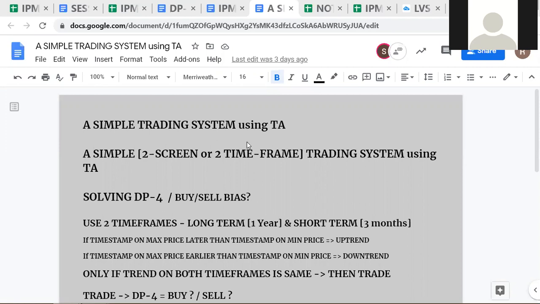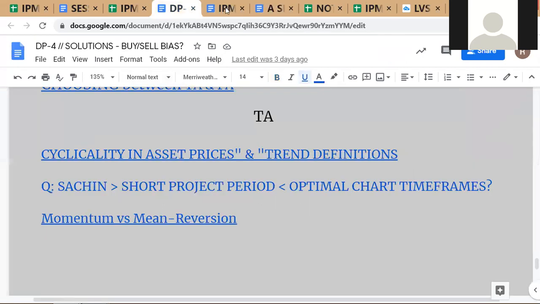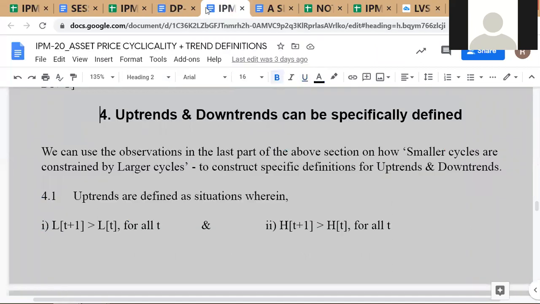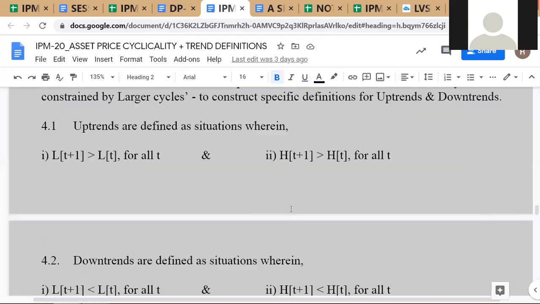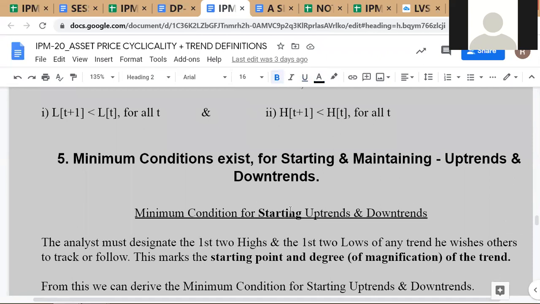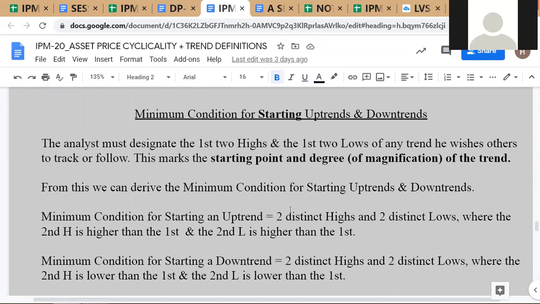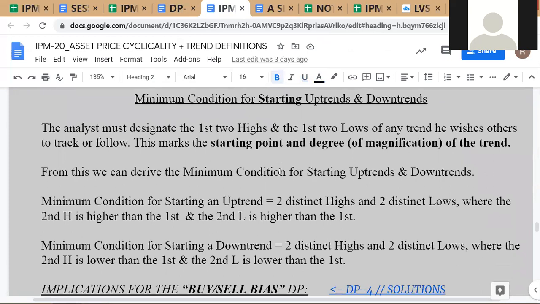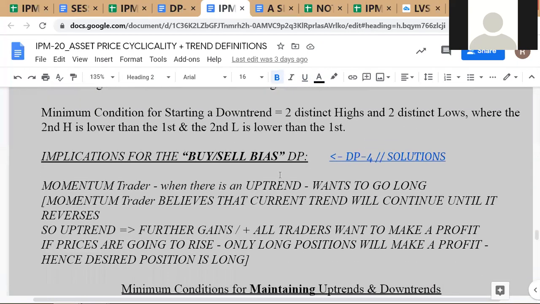So now what we're doing is, we were looking at these 2 problems. Uptrends and downtrends can be these 2 properties of cycles, and uptrends and downtrends is specifically defined. And the 5th one is the minimum conditions for starting and maintaining uptrends and downtrends. I'm not going to repeat it because now you have the videos and we already discussed this in the last class.